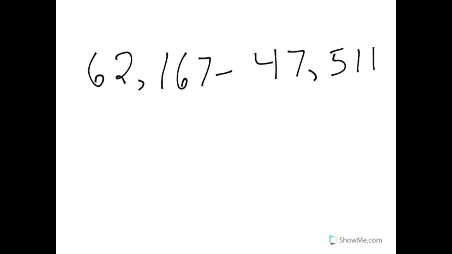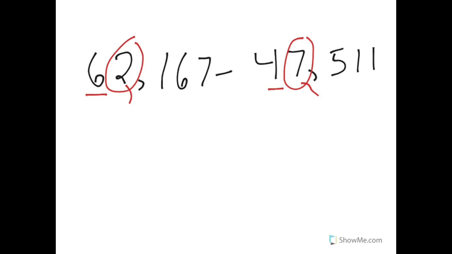I've given you 62,167 minus 47,511. Okay? If it made sense to round to a digit besides the 10,000s place, we would do it, but it doesn't. So in this case, we're going to round to the 10,000s place. That makes our 1,000s place value the bossy Q, the one that's going to tell our other digit what to do.